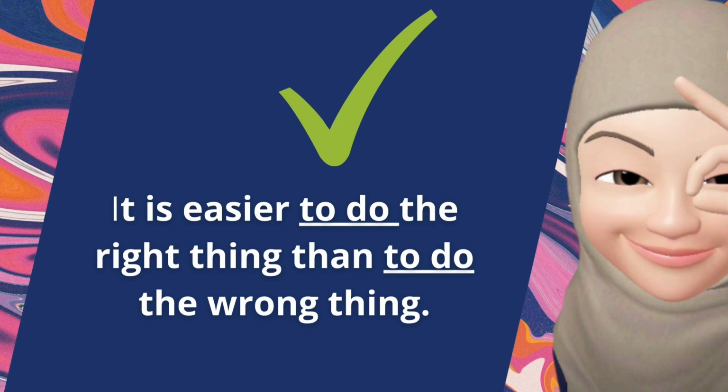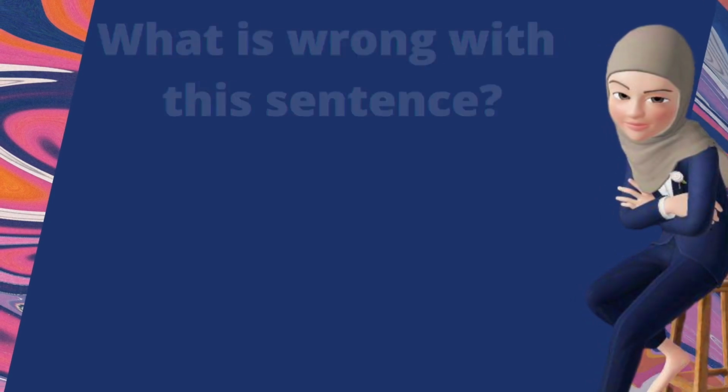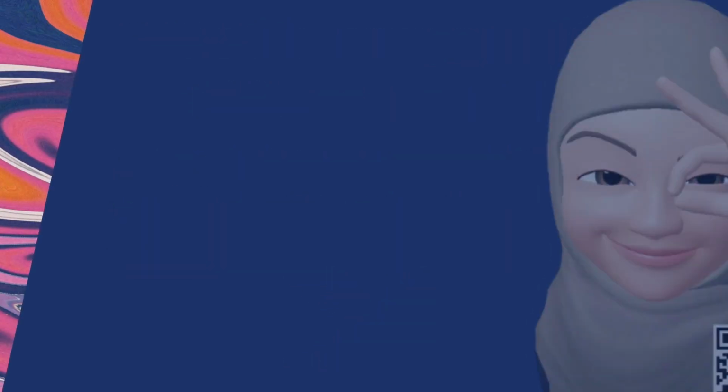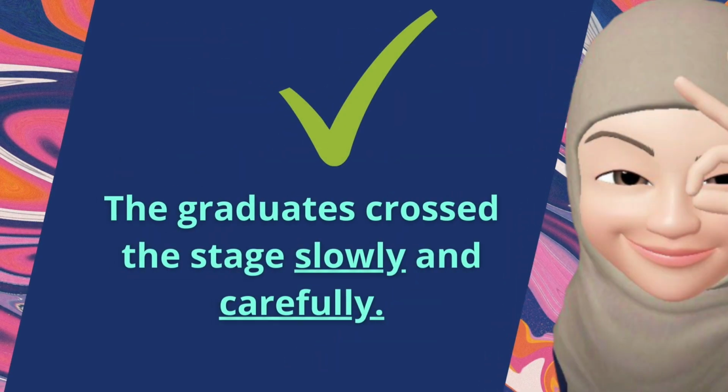Let's look at another example. The graduates crossed the stage slowly and with great care. So the correct sentence would be: the graduates crossed the stage slowly and carefully. So we replace the phrase with great care with carefully. So slowly and carefully, they are both adverbs, making this sentence have a parallel structure.